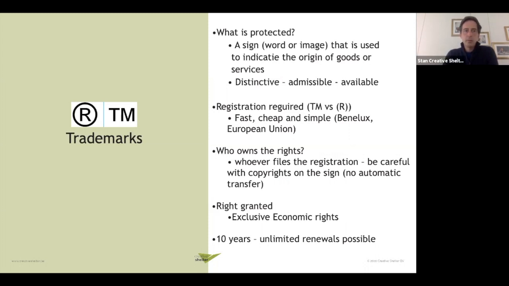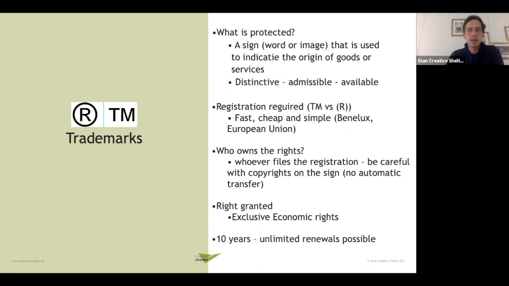And contrary to the patent rights that we've discussed, this is quite simple to do. It's very fast. You can obtain a registered trademark in a couple of hours, actually, or a couple of days. And you can do that yourself. In most countries, it's online. But if you're really serious about it, I would ask some advice from a trademark specialist.